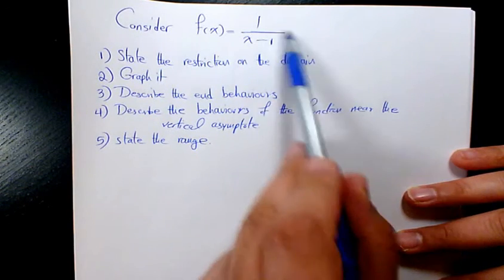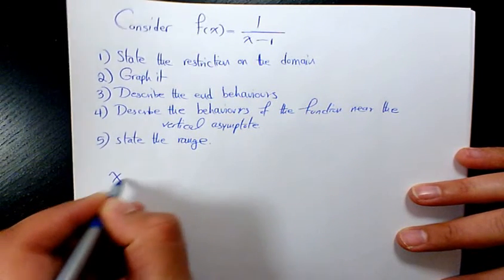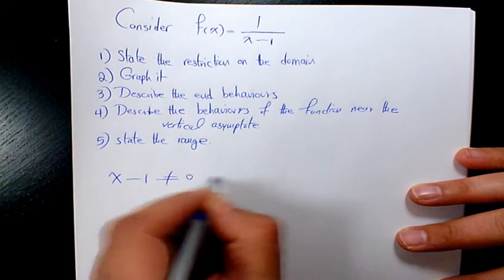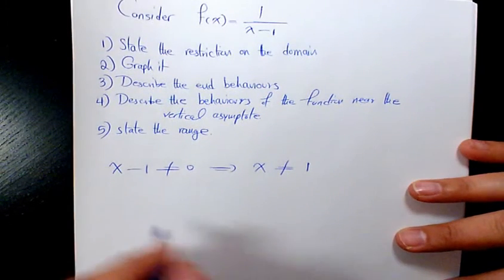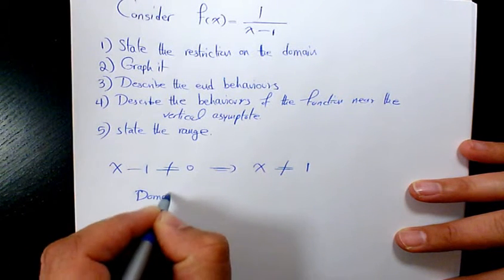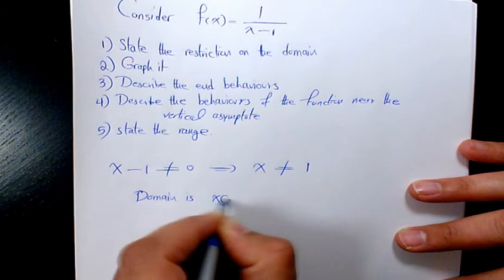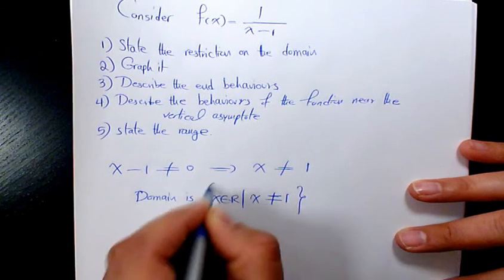Let's start with the domain and the restriction. The denominator of any rational function cannot be 0. So x minus 1 cannot be 0, which means that x cannot be 1. So that's the restriction. So the domain is x in R, x cannot be equal to 1.